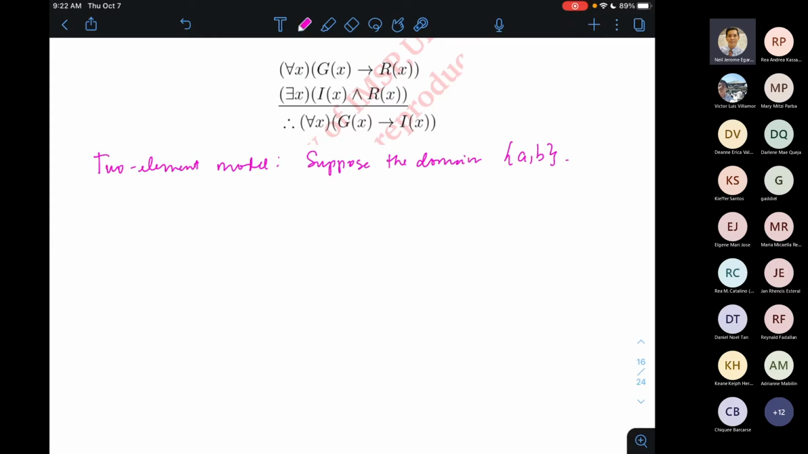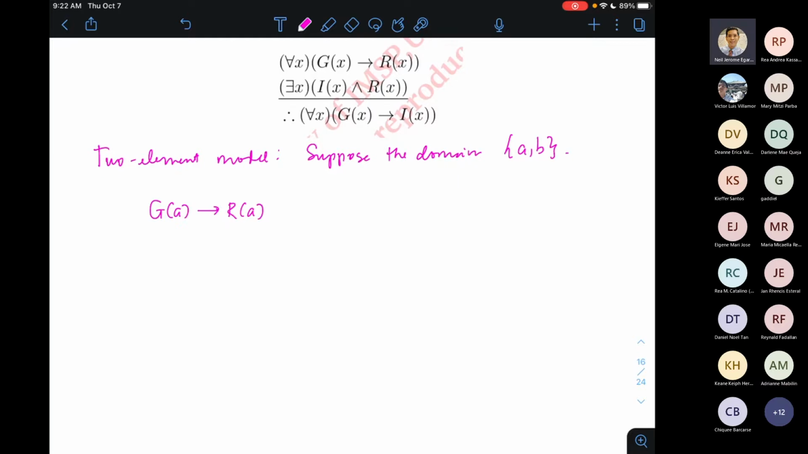So, I can specify it as G of a implying R of a and G of b implying R of b. Right? Kasi nga, true siya for all. So, totoo siya dapat kay a and totoo siya dapat kay b. Alright? And then sa test of validity, gusto natin maging true tong statement na to. Okay? Now, let's go to premise number two, wherein we have an existential quantifier.